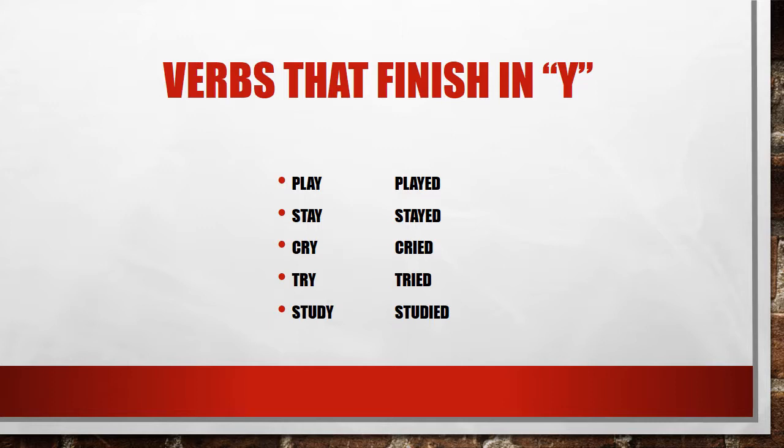Well, in the first case, in play and stay, the letter before the letter Y is a vowel. In this case, the vowel A. That's the reason why we just add an extra ed and we have the past tense form. In the case of cry, try, and study, the letter before the letter Y is a consonant. And in those cases, I need to change the letter Y for a letter I, and I obtain the past tense form. So that's the logic that explains the different spelling of regular verbs that finish with Y, right?